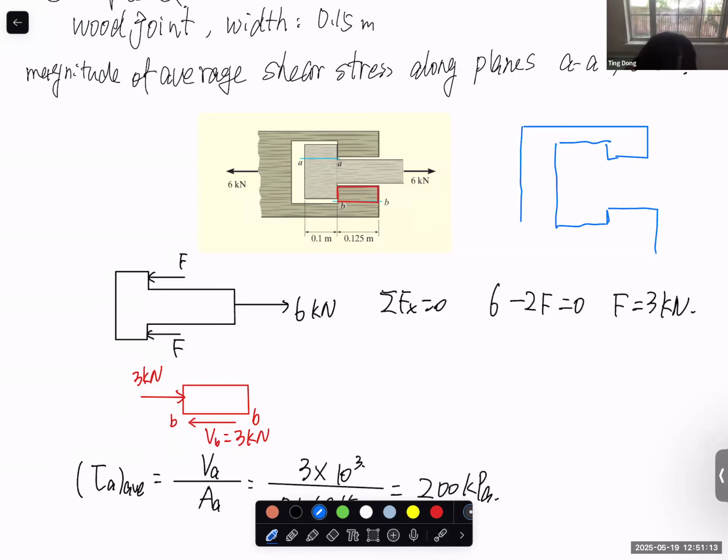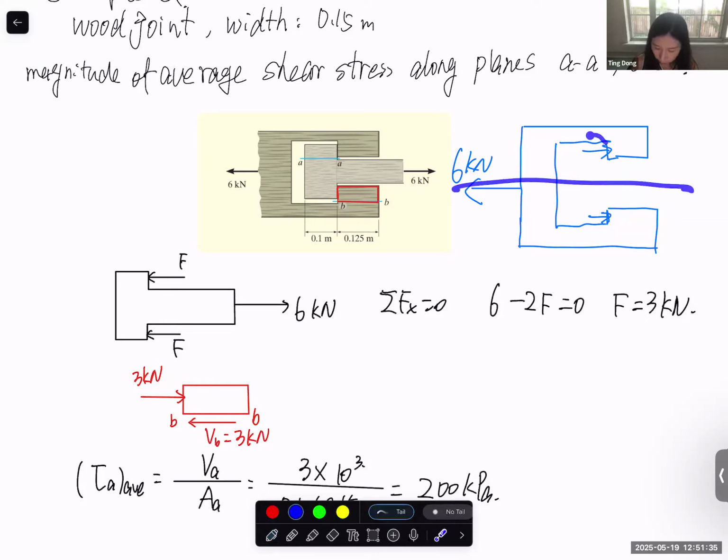I'm not good at drawing things, but you know what I mean. Let's say, back to your question. If we consider this one and do the free body diagram of the outer structure, do you agree that this is 6 kilonewton? So to make sure this one is also in equilibrium, there should be a force applied here. This should be a force applied here. And since it's symmetric about this axis, the force here and here should be the same.